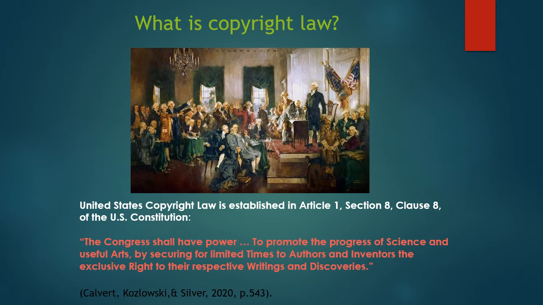What is copyright law? Well, U.S. copyright law was established in Article 1, Section 8, Clause 8 of the U.S. Constitution. The Congress shall have the power to promote the progress of science and useful arts by securing for limited times to authors and inventors the exclusive right to their respective writings and discoveries.